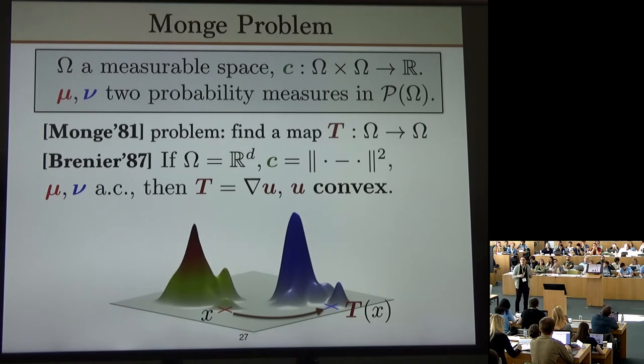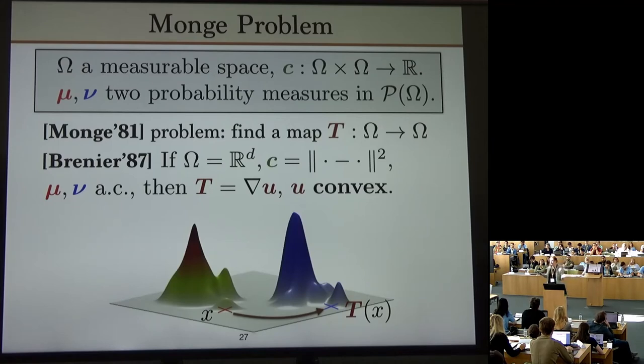It says something very, very deep. If the space is R^d, something that we're all comfortable with, if the data is living in the Euclidean space, if the cost is the squared Euclidean distance, again something that we're very comfortable with, we always play with the squared Euclidean distance to measure discrepancy, and if the measures are continuous, that can be relaxed a bit, but let's say they're continuous for the sake of simplicity, then the optimal transport, the best one, is necessarily the gradient of a convex function. So think about it.